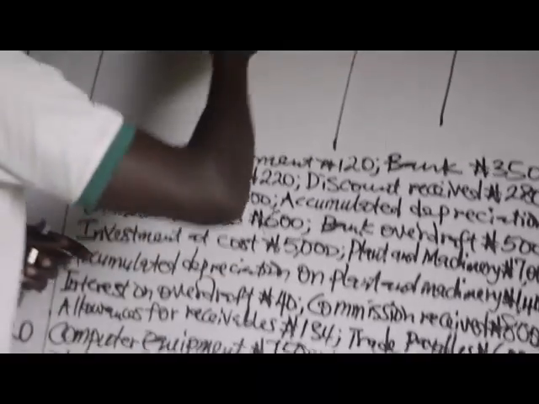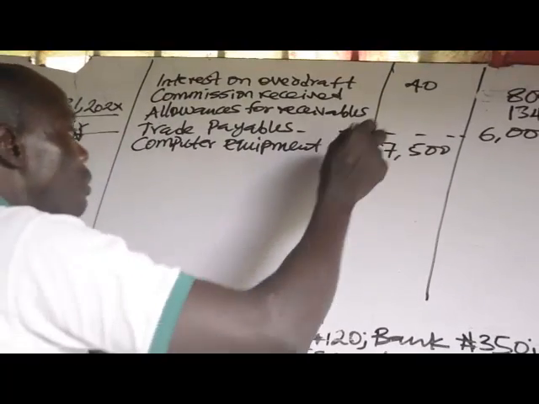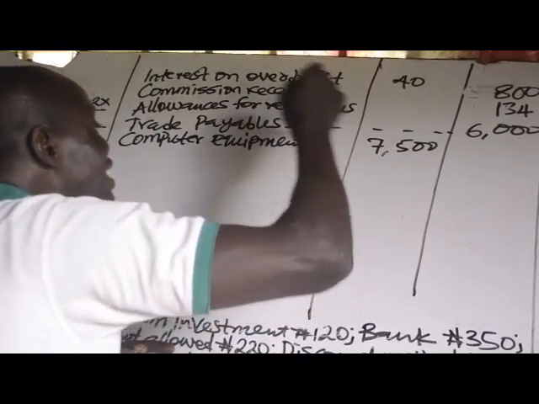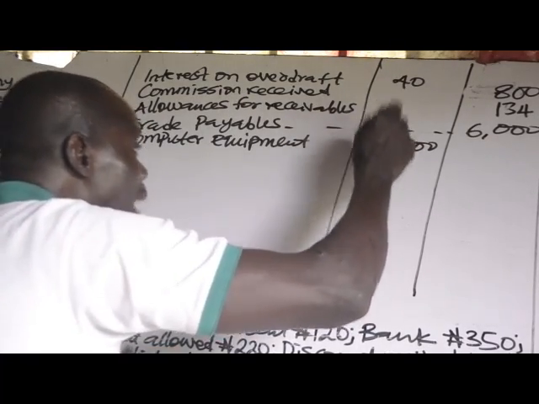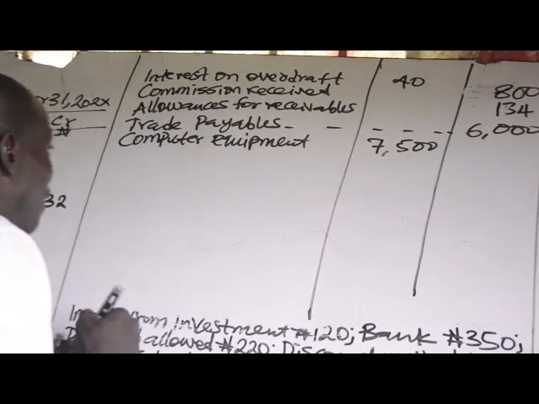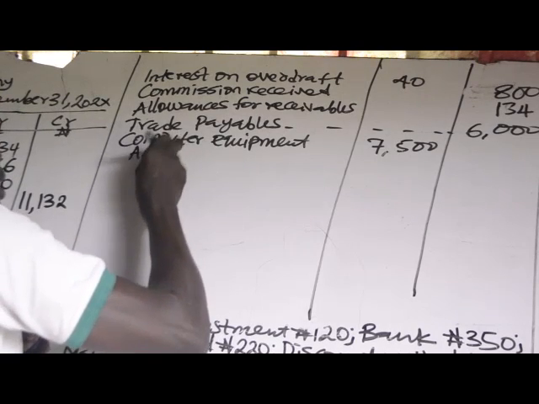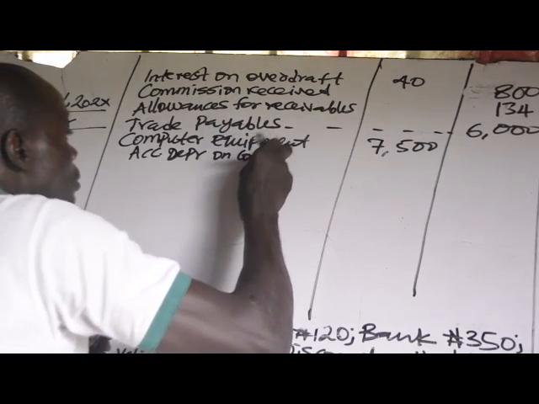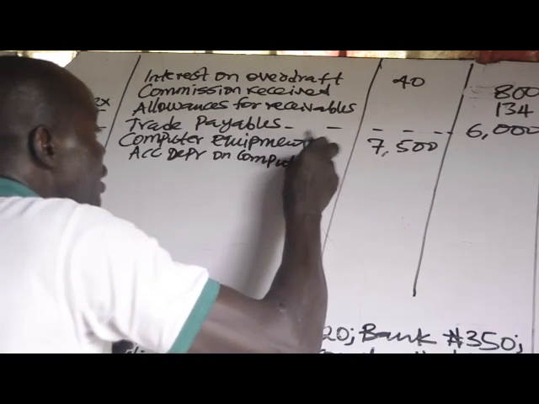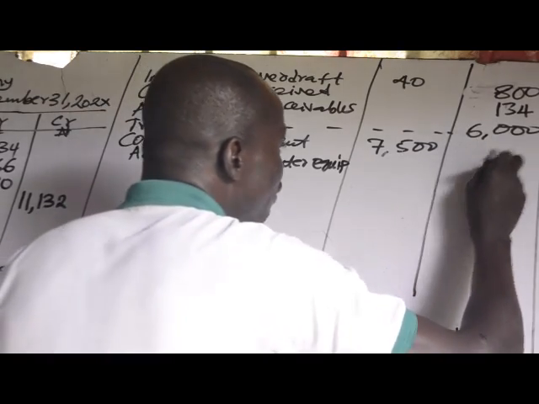After computer equipment, the next item is accumulated depreciation on computer equipment, 500. Remember computer equipment is a debit entry. Accumulated depreciation on computer equipment is a provision made against computer equipment that has received a debit entry in the trial balance. Therefore, that accumulated depreciation will be credited, 500.